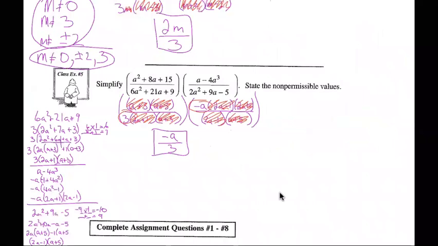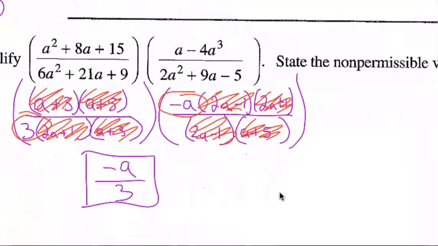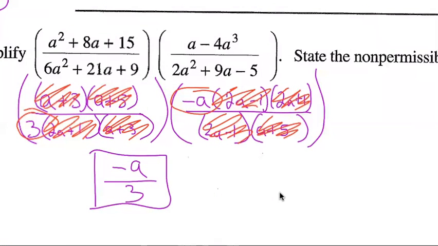So lots of work, lots of intermediate work over here. Lots of factoring that needs to be done prior to working through these questions. Oh, I know what I forgot though. I forgot non-permissible values, which is going to be a little bit hard to see now because I've scribbled on everything. A plus 3 is going to be negative 3.